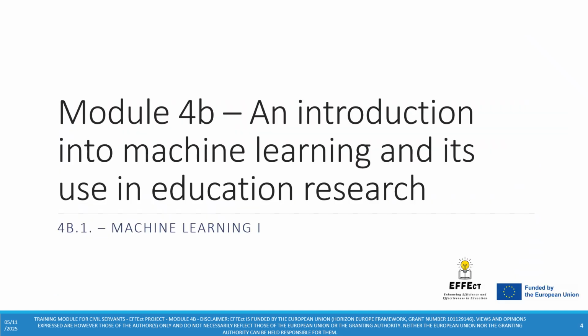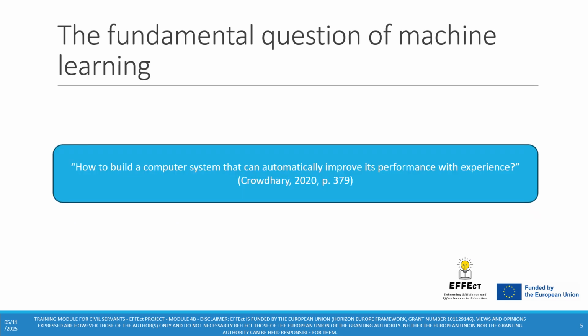Welcome to Module 4b.1, which is the first module on machine learning. To be able to better define what machine learning really is, let us discuss the fundamental question of machine learning, which is how to build a computer system that can automatically improve its performance with experience. And that's what machine learning actually does. It aims to build a computer system that can automatically improve its performance after having learned with some experience.